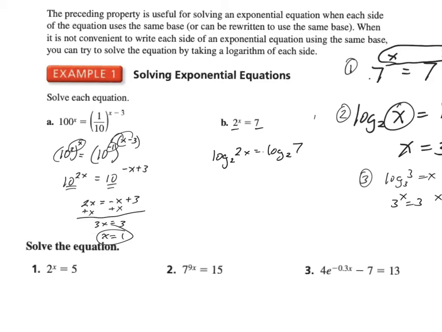Now, it looks like I wrote that incorrectly. Let me fix that. Sorry about that.